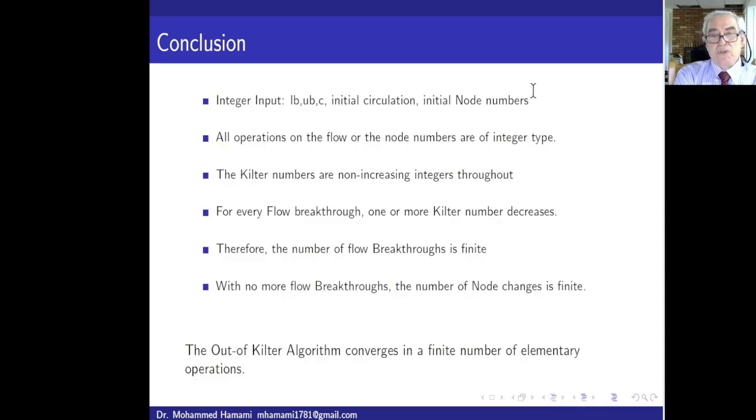We could use those numbers to figure out how we can decrease even further the total cost. So the out-of-kilter algorithm converges in a finite number of elementary operations. So that's the end of the proof for convergence.